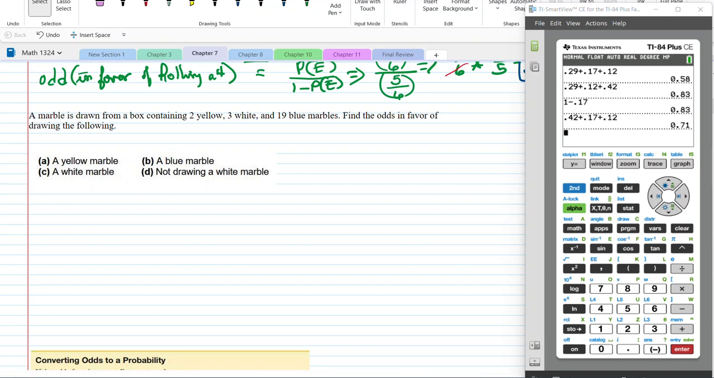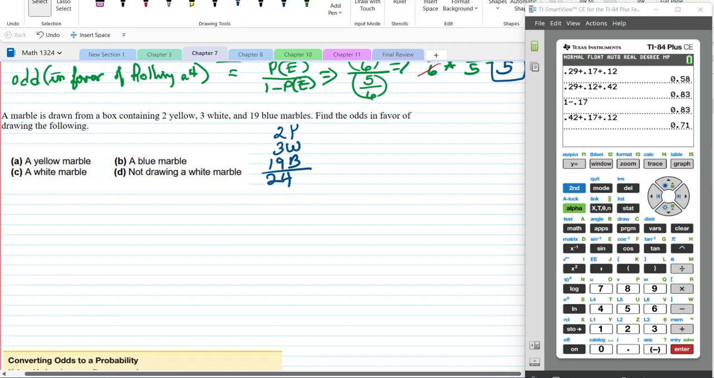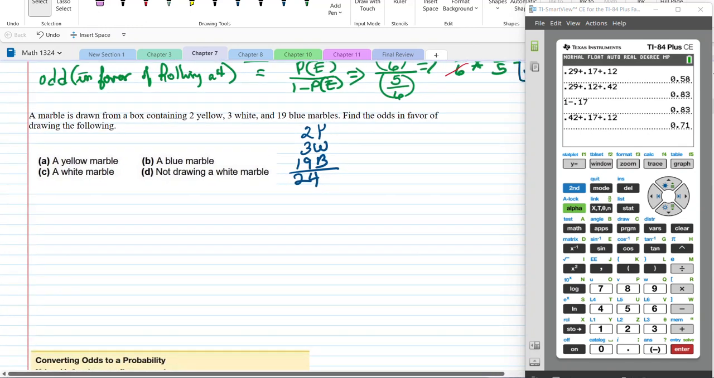A marble is drawn from a box containing 2 yellow, 3 white, and 19 blue. Looks like 24 total. Find the odds in favor of drawing the following.